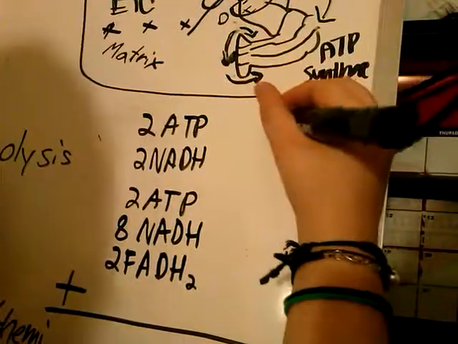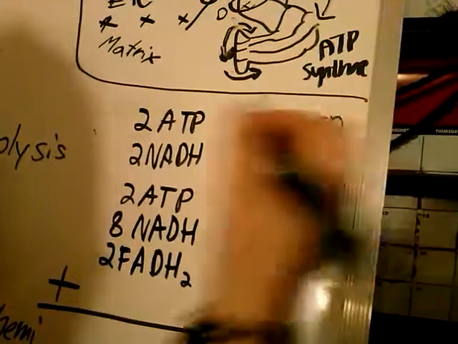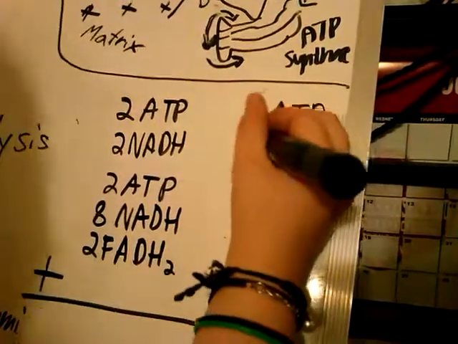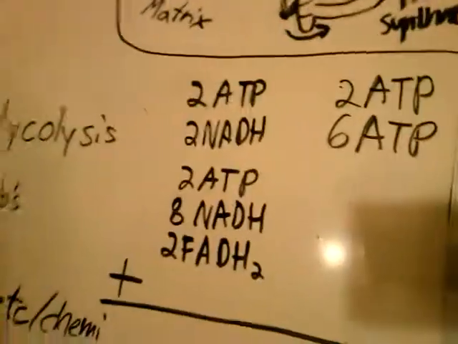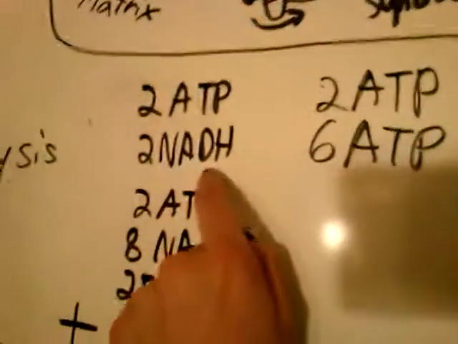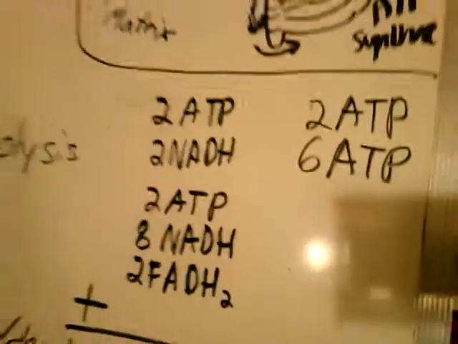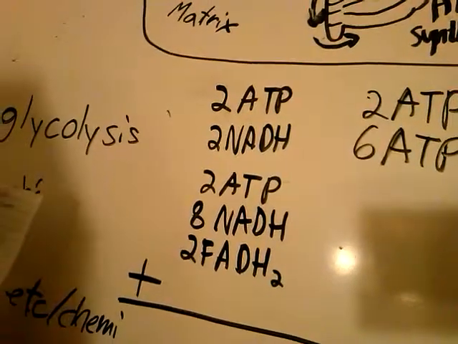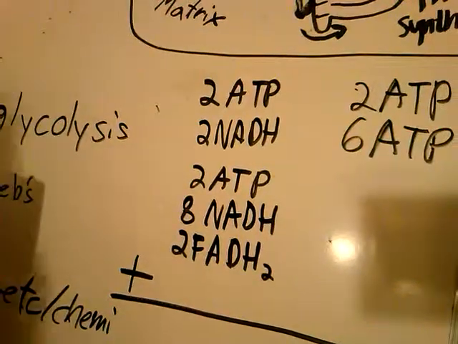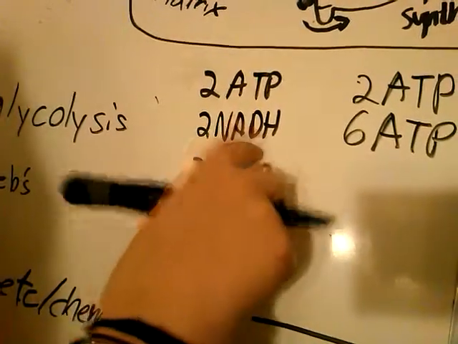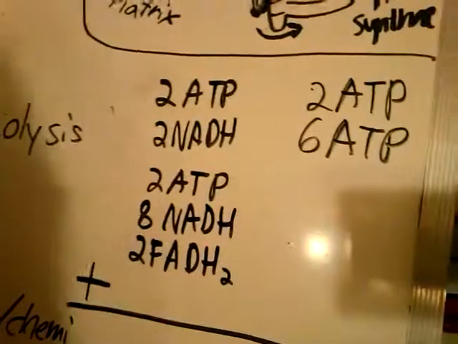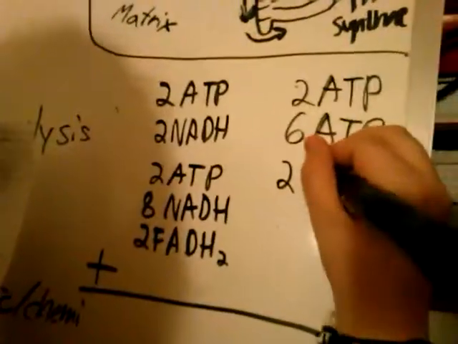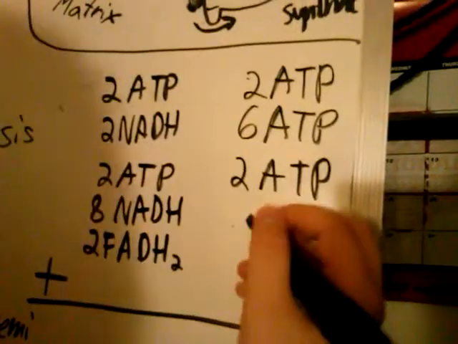So 2 ATP equals, of course, 2 ATP. 2 NADH equals 6 ATP. Caroline, how did we get 6? Maybe it is because the H is energy as well, and because NADH can hold 3 ATP. That has enough energy to make 3, and we have 2 of them. So 3 times 2 is 6. And 2 ATP, well, that's easy.